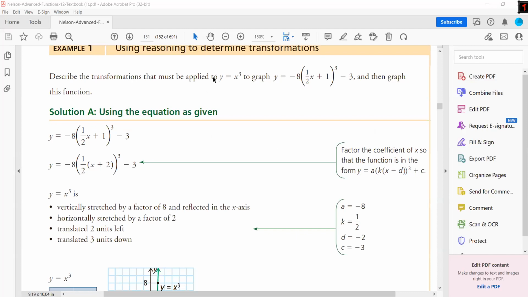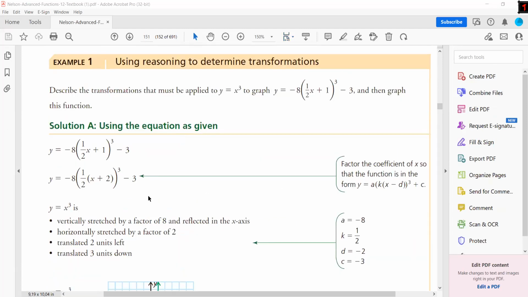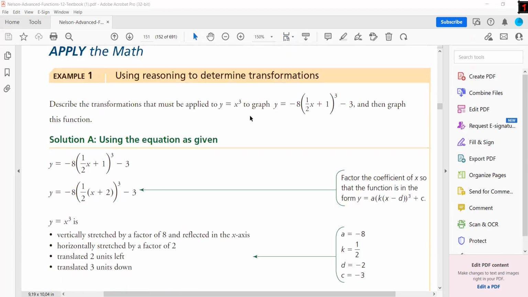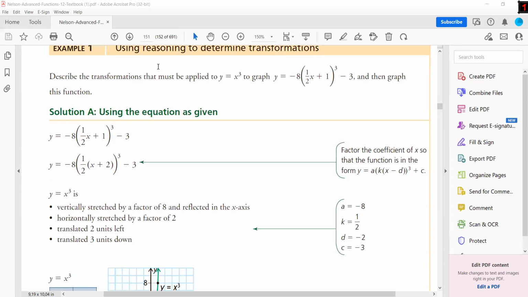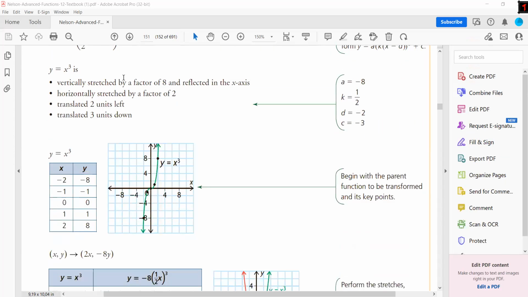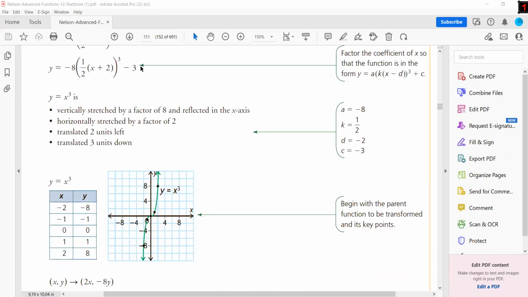And this is a good way to remember: k for coefficient of x, k for coefficient, okay? And to begin with, eventually we have to describe transformations that are applied to the parent function x to the third power.